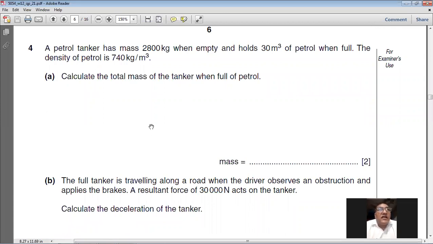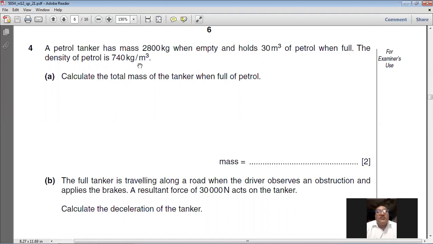A petrol tanker has a mass of 2,800 kg when empty and holds 30 meter cube of petrol when full. The density of the petrol is 740 kg per meter cube. Calculate the total mass of the tanker when full of petrol. You see here, the volume of the petrol is given, 30 meter cube, and the density of the petrol is also given, 740 kg per meter cube. And he wants us to calculate the mass of the petrol.